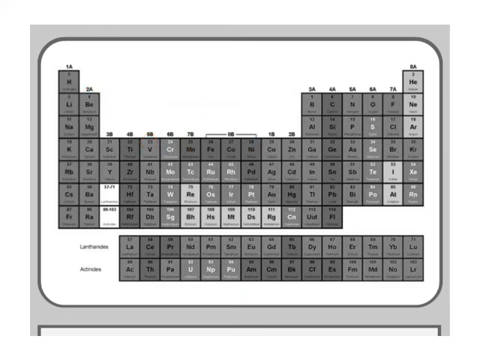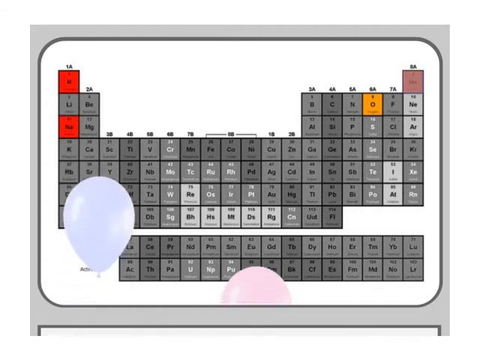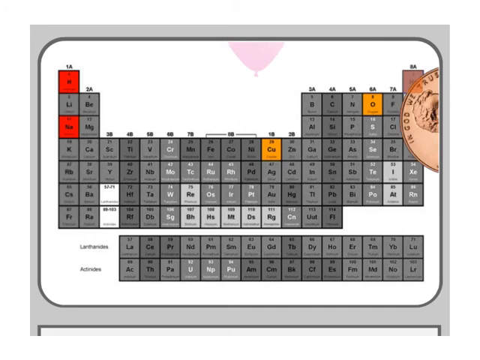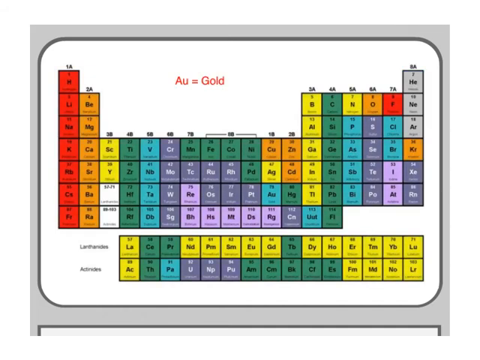There are some pretty common elements you may already know, like oxygen, hydrogen, sodium, helium, copper, and even gold. Each element is represented by an abbreviation on the periodic table. For example, Au stands for gold and O stands for oxygen.